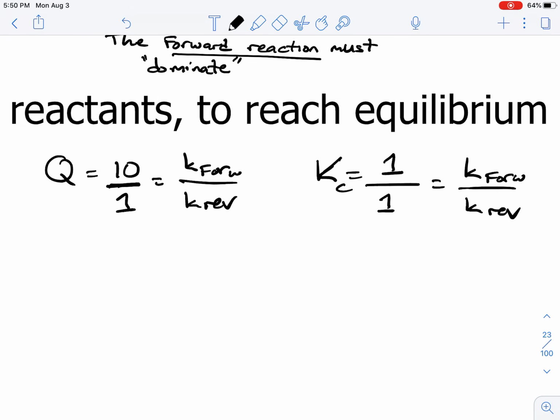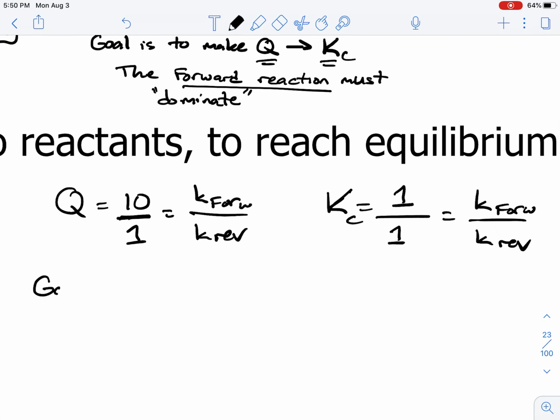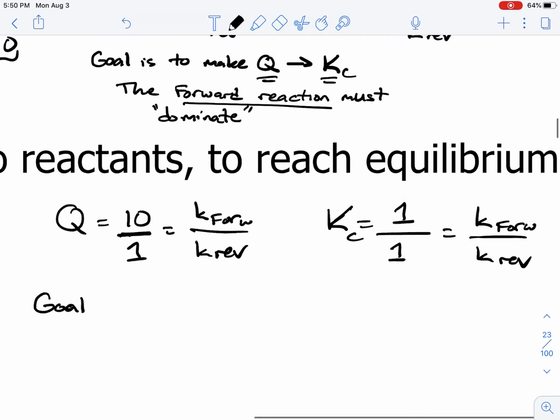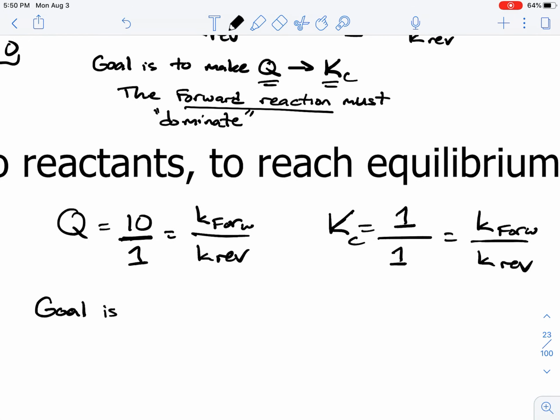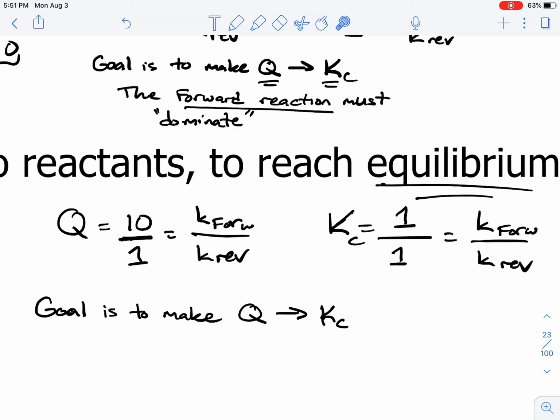All right. And so once again, the goal, very similar to the previous example, is to make Q into K, the equilibrium constant. We want to have the reaction quotient equal to the equilibrium constant so that the chemical system can reach a state of equilibrium. Okay, that's the goal. And so if you look at the numbers, here we have 10 and 1.